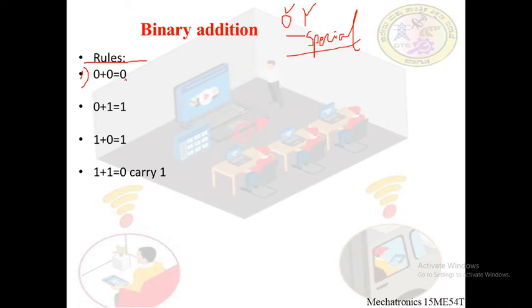0 plus 0 is 0. Simple one. When 0 is added with 1, the output is 1. When 1 is added with 0, the output is 1. When 1 is added with 1, the output is 0. How? When 1 is added with 1, the output is 0 because it generates a carry of 1. We say this is the answer.